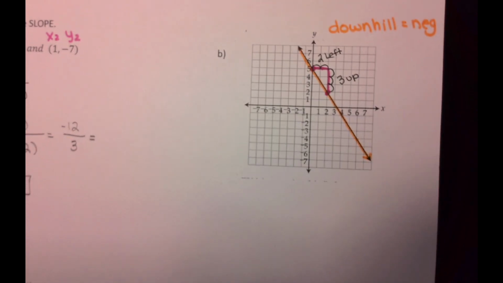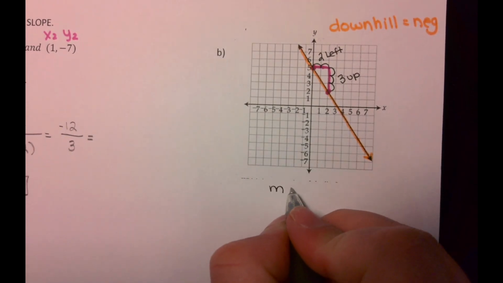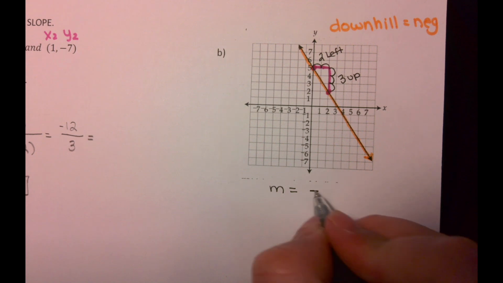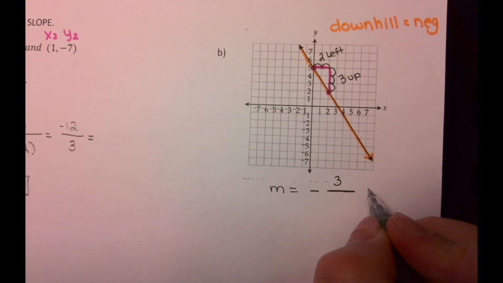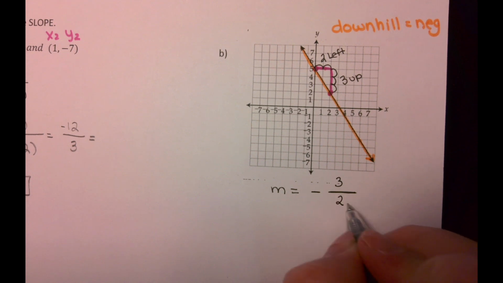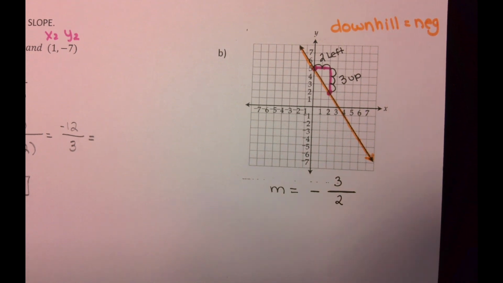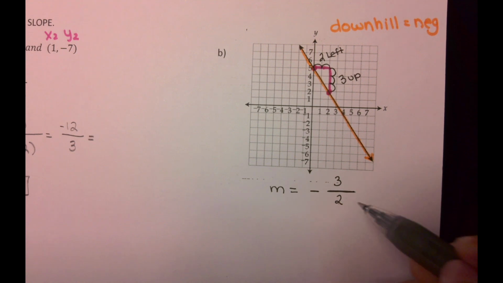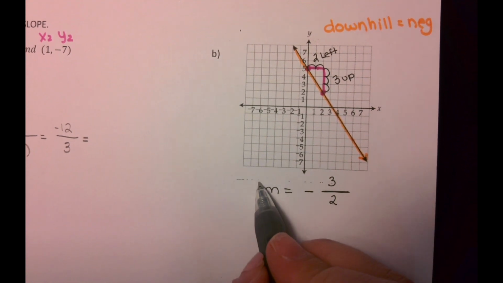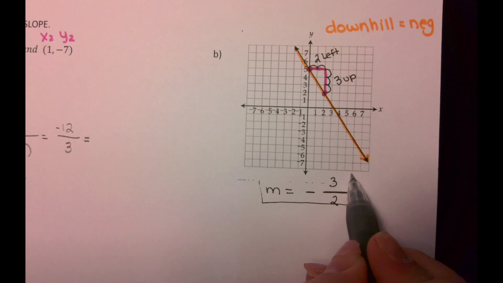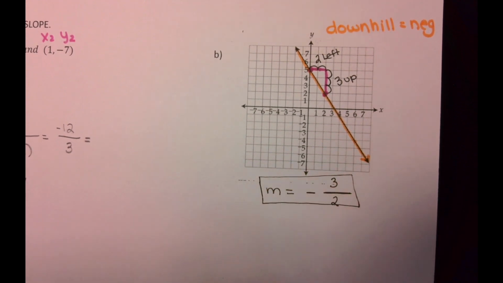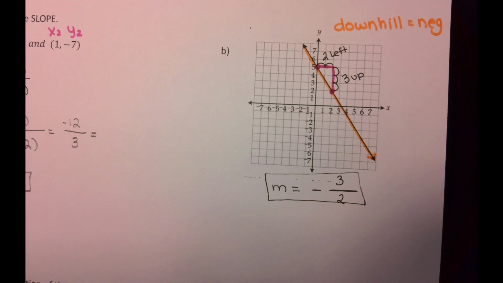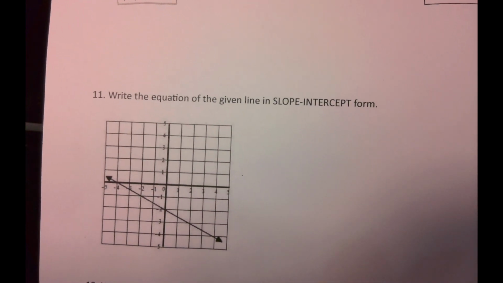So when you write out your slope answer, here's M. We know it's going to be negative because it's downhill. How many ups did you do? 3. How many overs did you do? Well, we went 2 to the left. Can you simplify that fraction? Because 3 and 2 are just 1 away, that means no, this fraction cannot be simplified. To simplify, you can use your calculator or use division. That is your choice. All right, moving on to number 11.